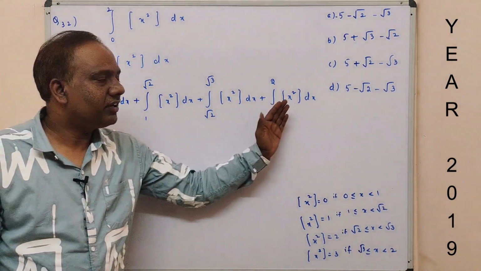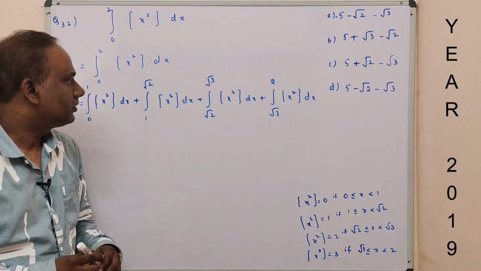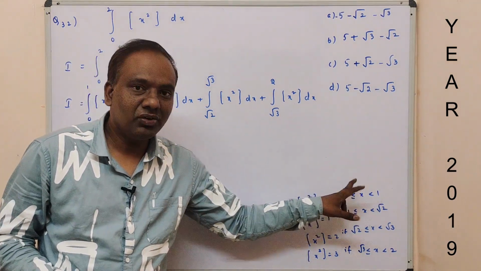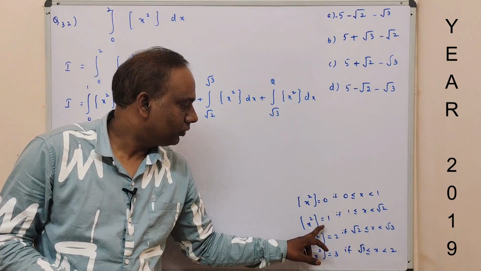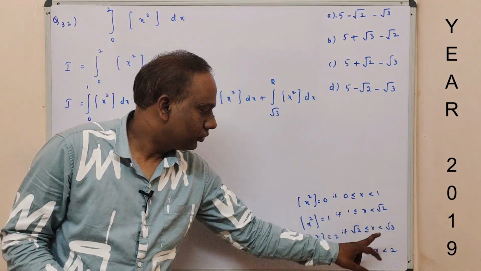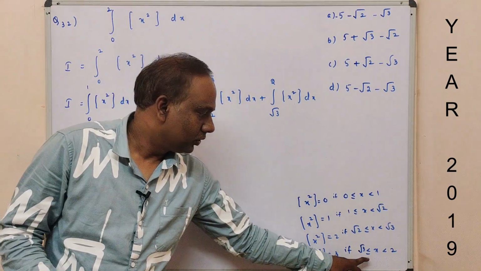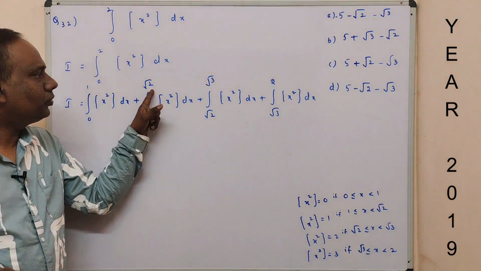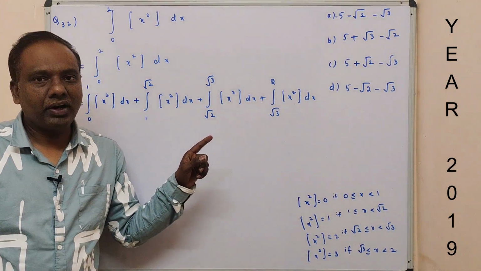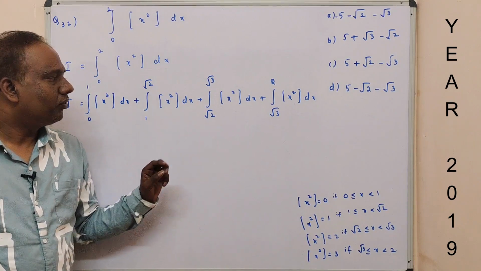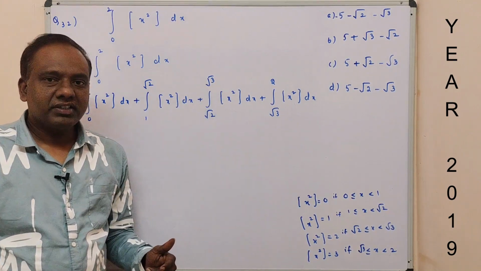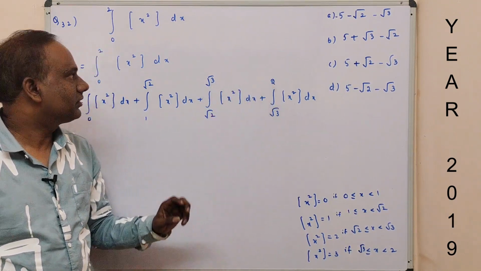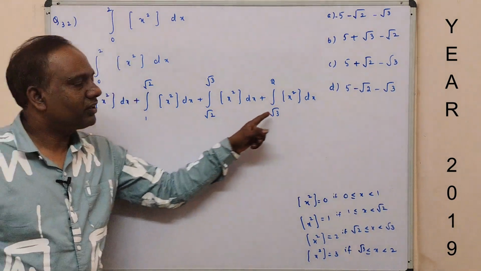So first of all we can divide it like this, because the step function of x square is equal to 0 in between 0 to 1. In 1 to root 2 this value is 1. In root 2 to root 3 this value is 2. In root 3 to 2 this value is 3. Because root 2 is 1.414, that's why 1 to 1.4. Here root 3 is 1.732. So root 2 to root 3 and root 3 to 2 like this. So this limit we can divide like this.